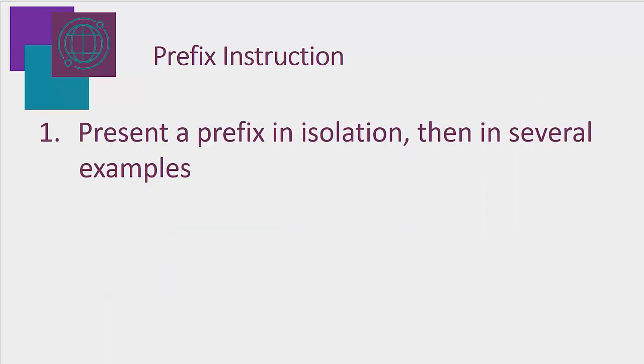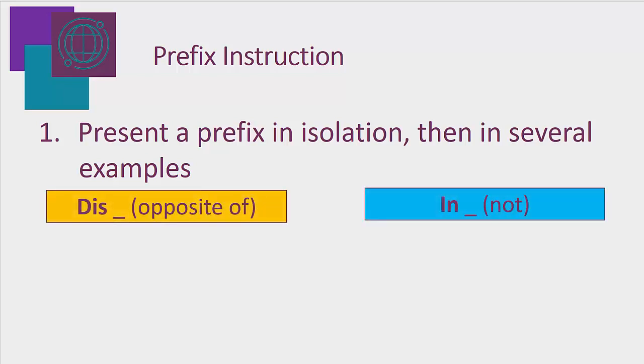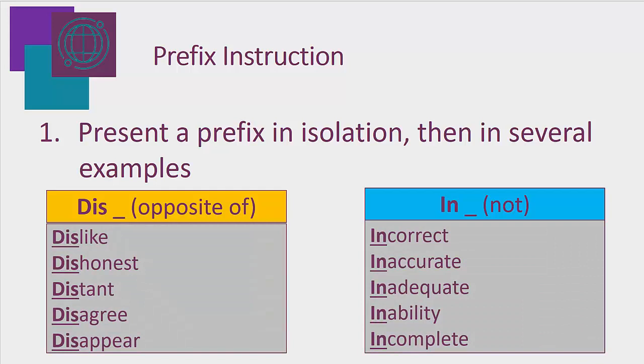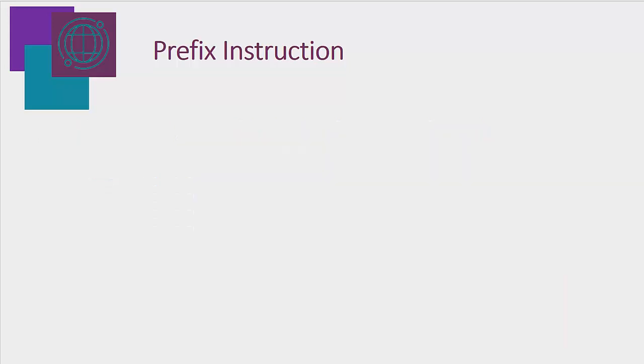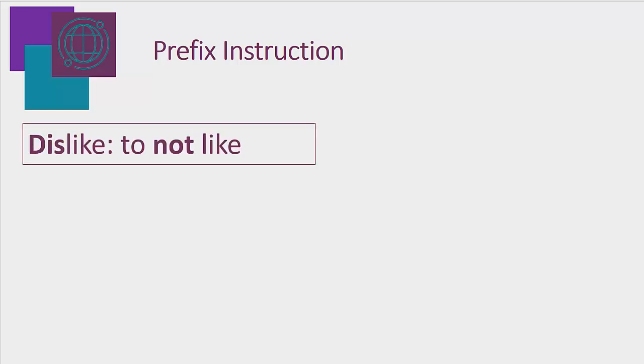A helpful approach to prefix instruction is to first present the prefix in isolation, and then as it appears in 4 or 5 words. Here you can see examples of dis and in used as prefixes. You can also contextualize the prefixed definitions in sentences.